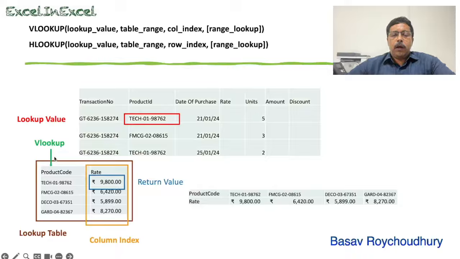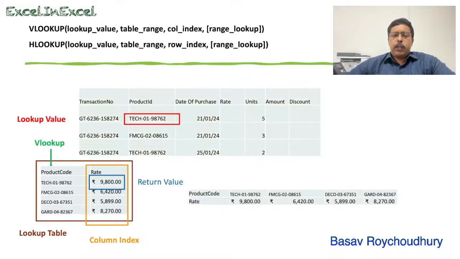So lookup is always done on the first column vertically. That's why it's called Vlookup, because it is looking vertically. And the column index can be anything. So in this case, the return value is in the second column. But if the return value was in the third column of the lookup table, then the column index could have been 3. We'll see an example and we'll understand it better when we do that.